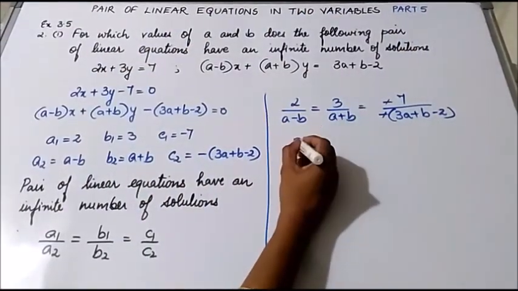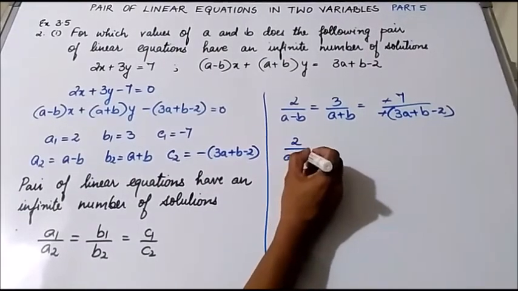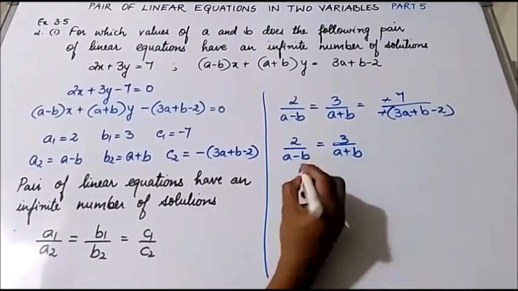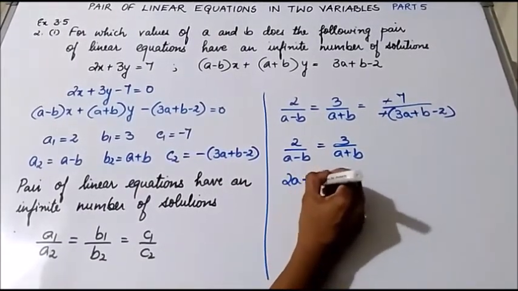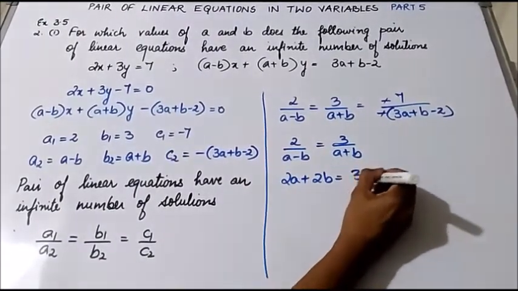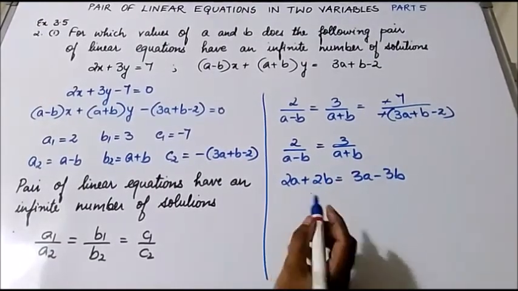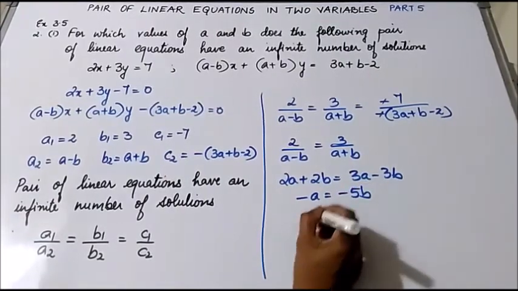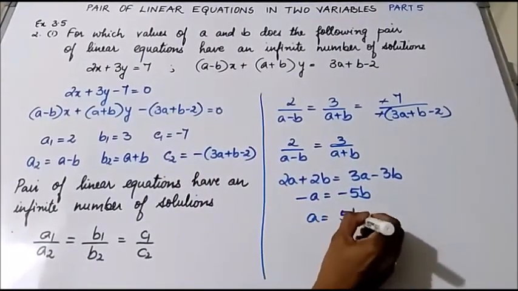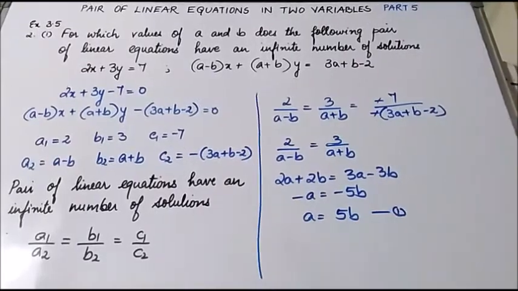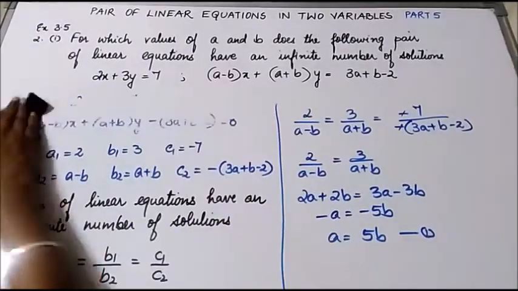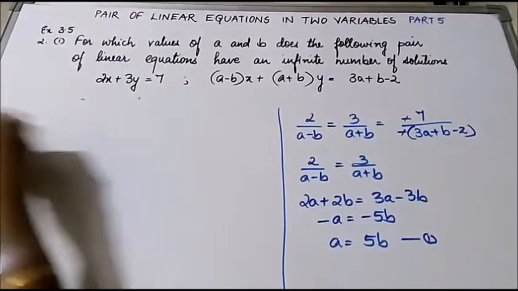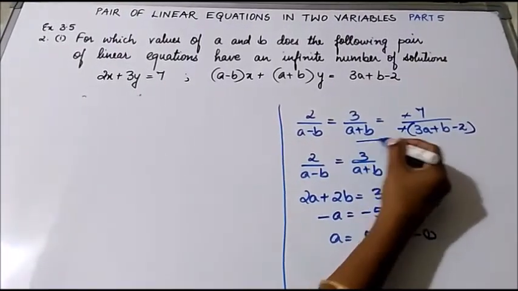Now first let us take the first two, that is 2 by a minus b is equal to 3 by a plus b. Cross multiply will get here 2a plus 2b is equal to 3a minus 3b. That will give us minus a is equal to minus 5b, that is a is equal to 5b. This is your first equation. Now let us form the second equation.